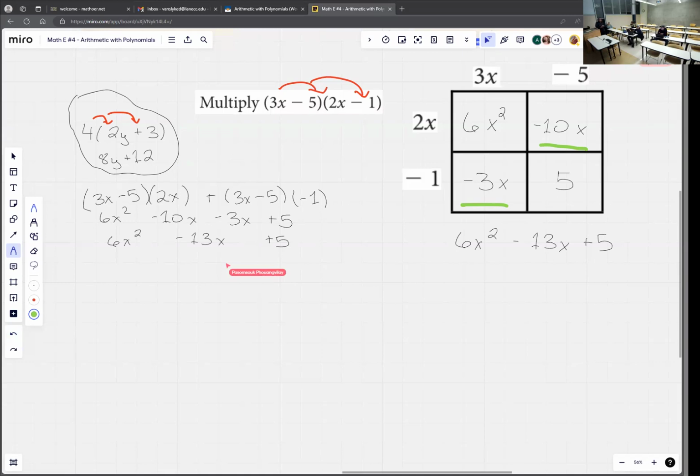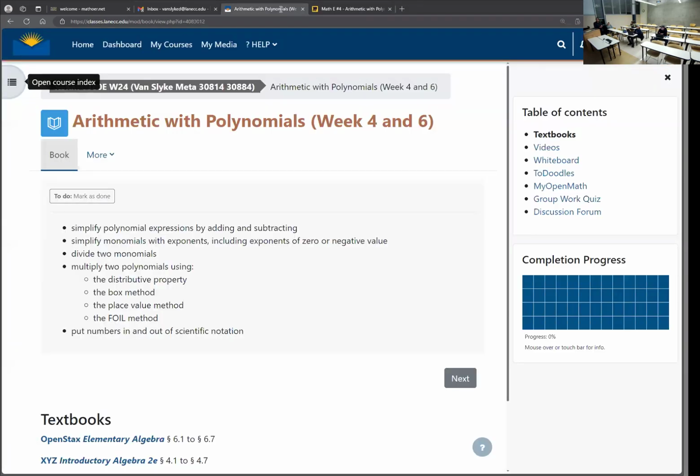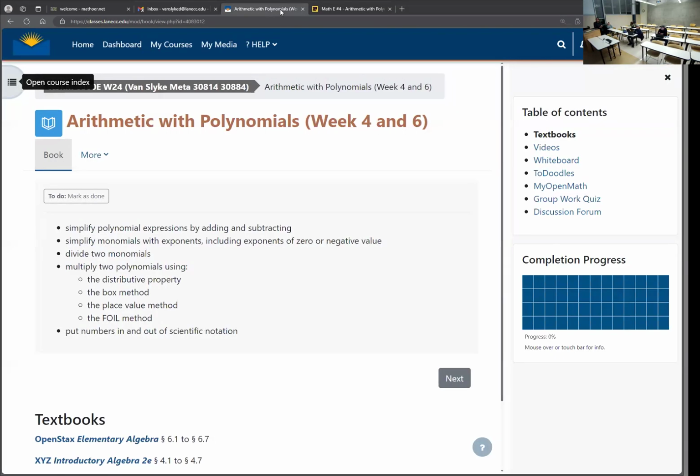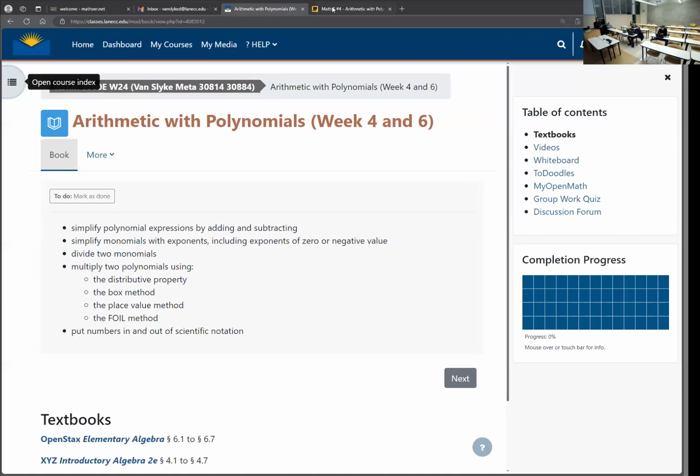2x and then, okay. Now, if you are mentally nimble, you could notice that there's nothing special about the 3x minus 5, just because I wrote it on the left. I could take the 2x minus 1 and distribute it first to a 3x and then to a minus 5. Okay, good news. Our next method, the FOIL method, is not actually a new method.